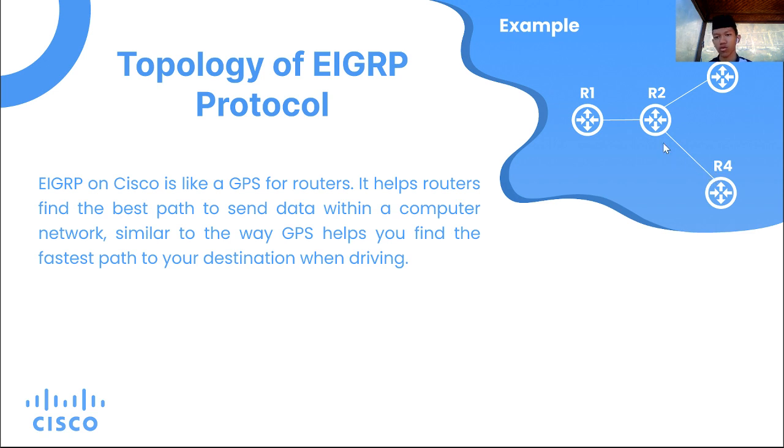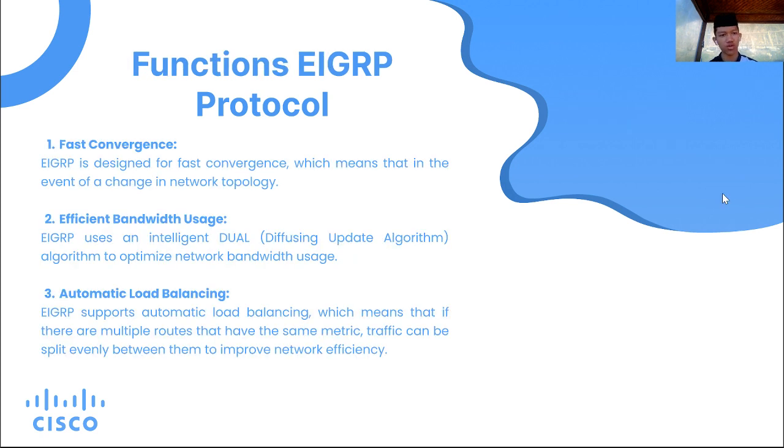There are 4 routers. So router 1 wants to connect to router 4 with protocol EIGRP. Because EIGRP protocol is like GPS for routers. So for example, router 1 has GPS to connect to router 4. So router 1 gets help to find the fastest path to connect to router 4. Like that. And next, the functions of EIGRP protocol.